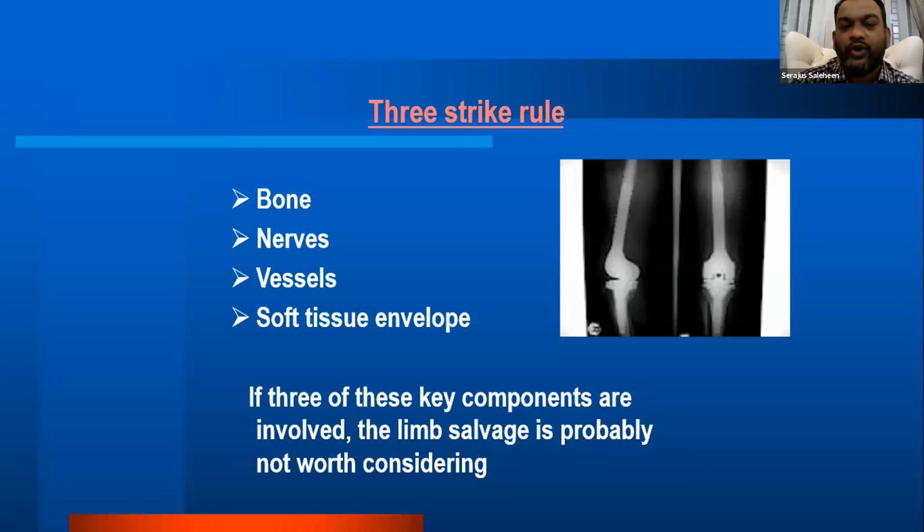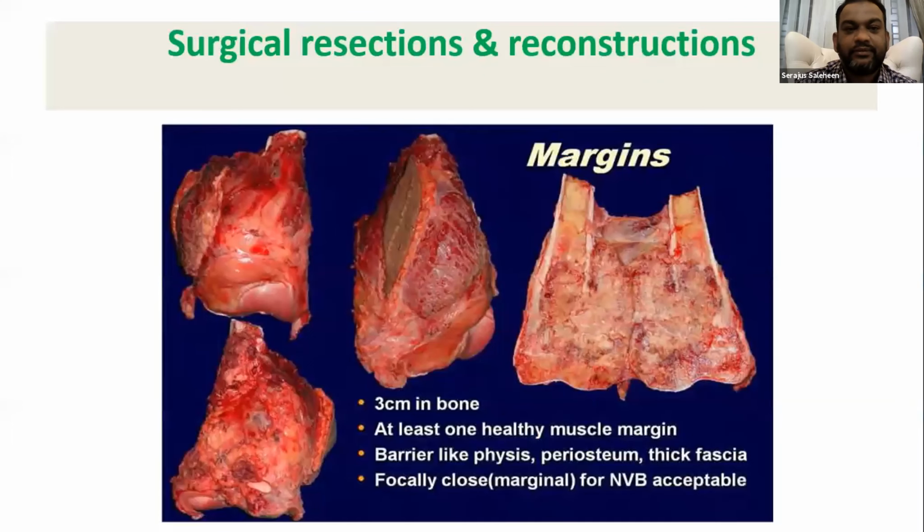There are 4 components, that is bone, nerves, vessel, and soft tissue envelope. If 3 of these key components are involved, limb salvage surgery is probably not worth considering. So the principle of surgical resection and reconstruction for doing the limb salvage surgery is that a 3 centimeter healthy bony margin should be excised.